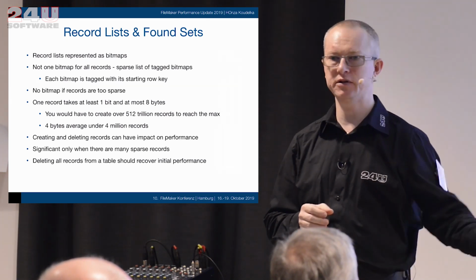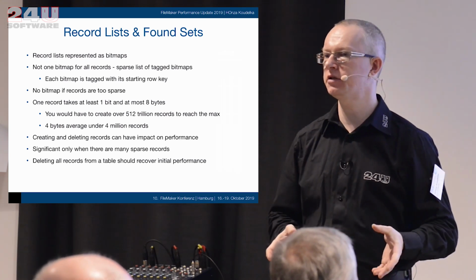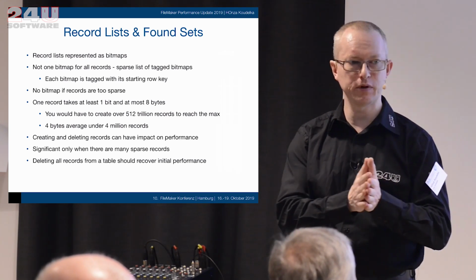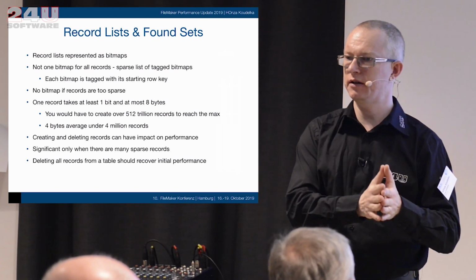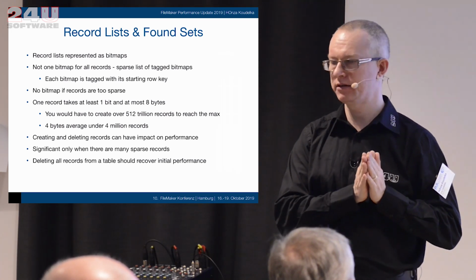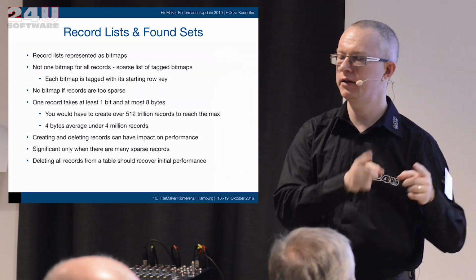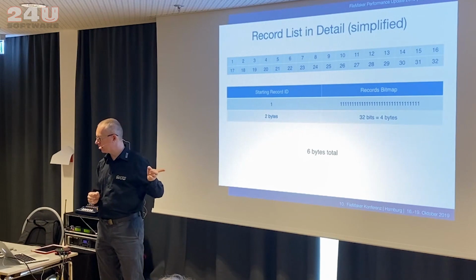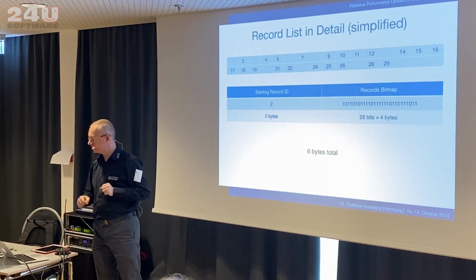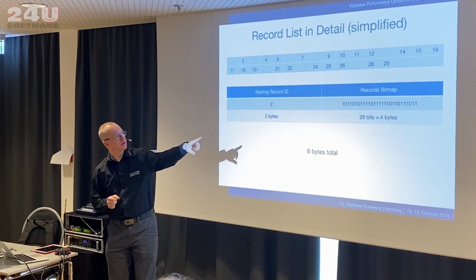lists of records between server and client. This is very efficient because when you have a list of 100,000 records, you actually need only 100,000 bits to tell the client which records are in the list. Each bit indicates whether the record is there. If you delete some records, those bits become zeros.